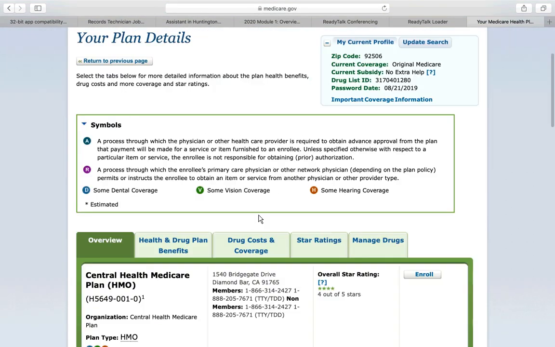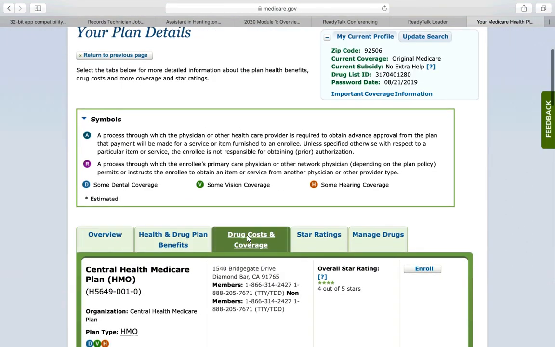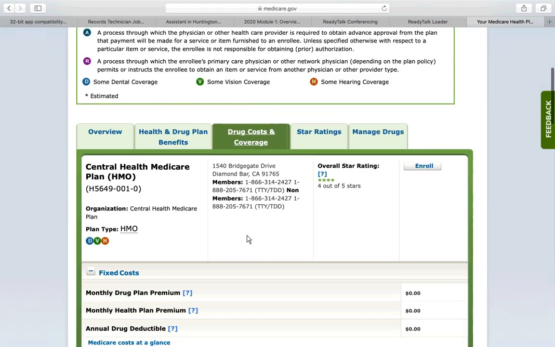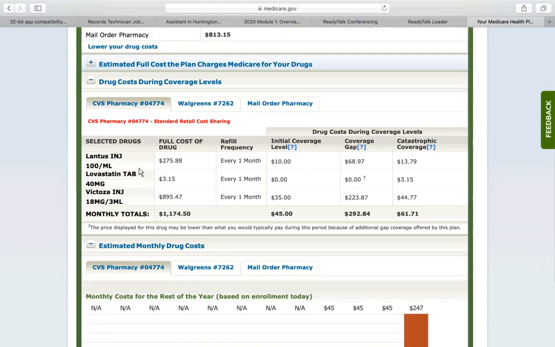So first thing we're going to do is go to drug cost and coverage. Okay, that Lantus, big difference. They're covering that Lantus at a $10 copay. That's because Central Health Plan has actually 6 tiers available to their patient. Most plans only have tiers 1 through 5, tier 1 being preferred generic, tier 2 being standard generic, tier 3 being preferred brand, tier 4 being non-preferred drugs, tier 5 being specialty drugs. And usually that's it. This plan has a tier 6.